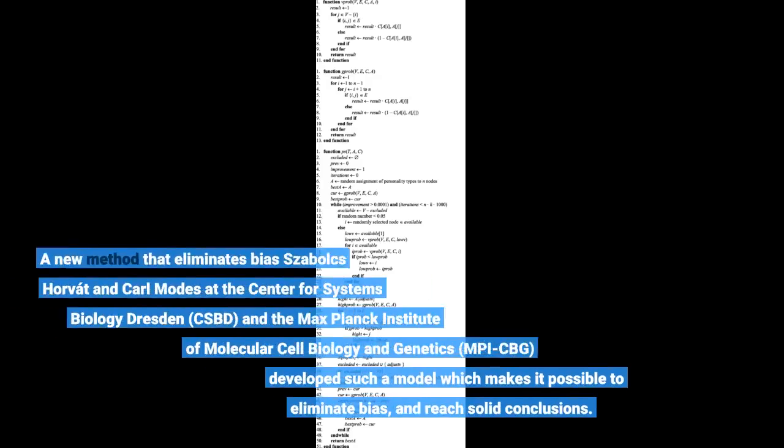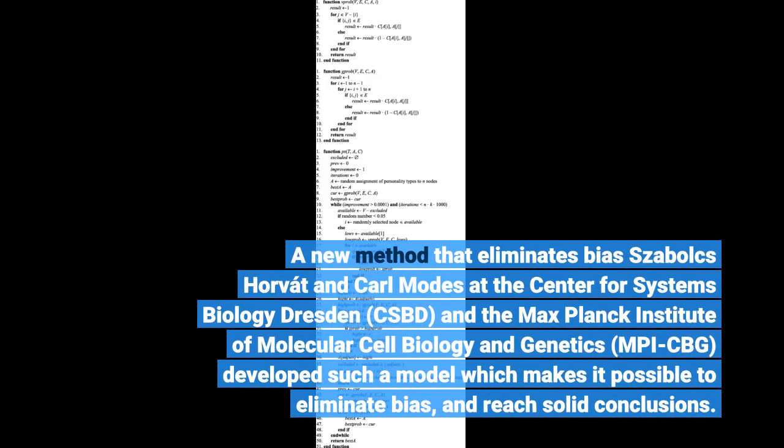A new method that eliminates bias. Szabolcs Horvát and Carl Modes at the Center for Systems Biology Dresden (CSBD) and the Max-Planck Institute of Molecular Cell Biology and Genetics (MPI-CBG) developed such a model which makes it possible to eliminate bias and reach solid conclusions.